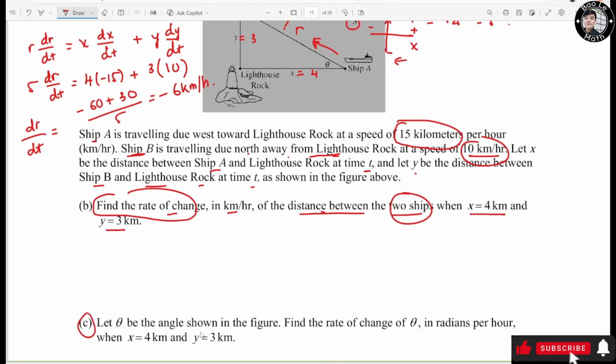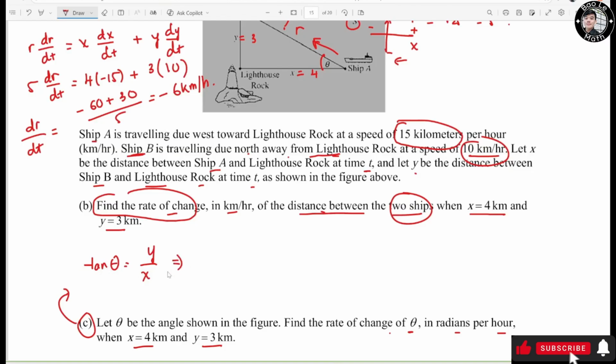Let theta be the angle shown in the figure. So theta right here. Find the rate of change of angle theta in radians per hour when s equals 4 and y equals 3 kilometers. I don't have enough space, so I'm going to write over here. So I have tangent theta equals opposite over adjacent, which is y divided by s. Now I'm going to take the derivative with respect to t.